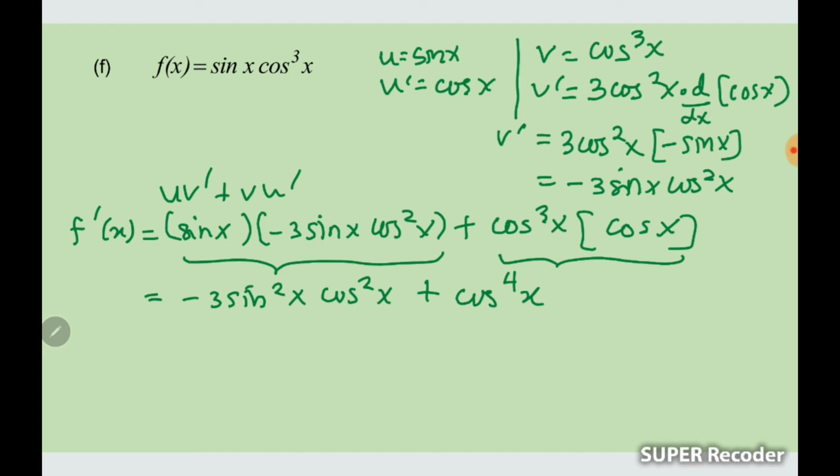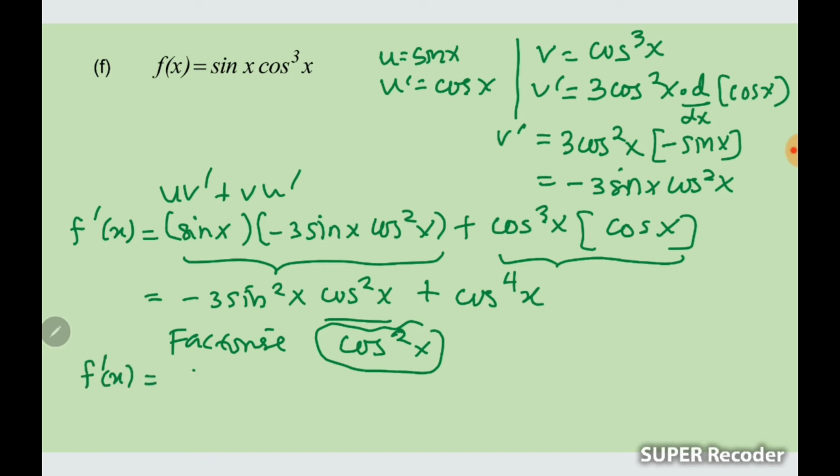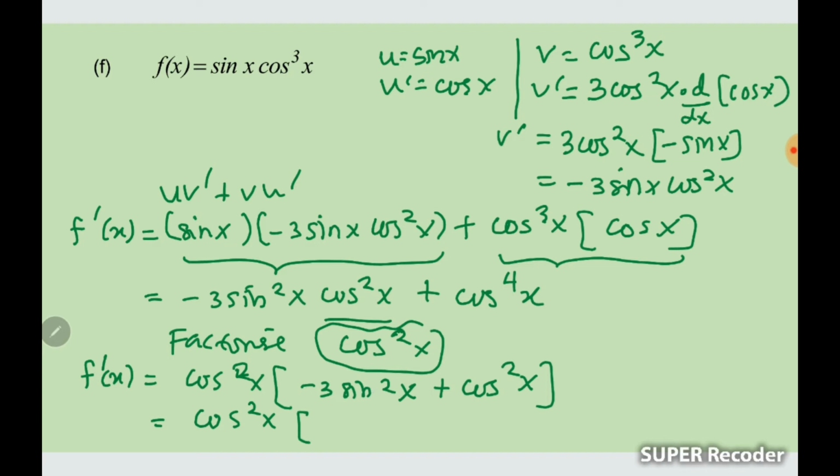Okay, then the like term here is cos x to the power of 2. So you need to factorize cos squared x. Okay, so f prime x equals cos squared x. So the remaining inside is negative 3 sin squared x plus cos squared x. Okay, then you can simplify to get cos squared x. Negative 3 plus 1, the answer is negative 3 squared.